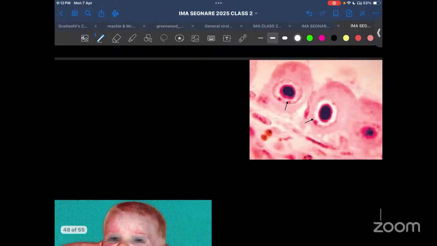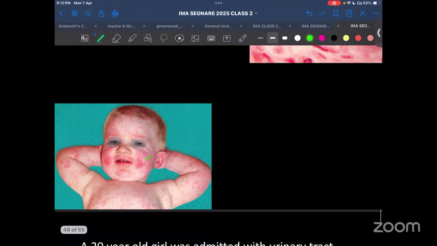Okay, because we have cytomegalovirus in one option, we have this one. This is the owl eye inclusion body of cytomegalovirus. Owl eye inclusion body, see, looks like an owl. Owl eye inclusion body of cytomegalovirus. This is the slapped cheek appearance, seen in erythema infectiosum, parvovirus B19.